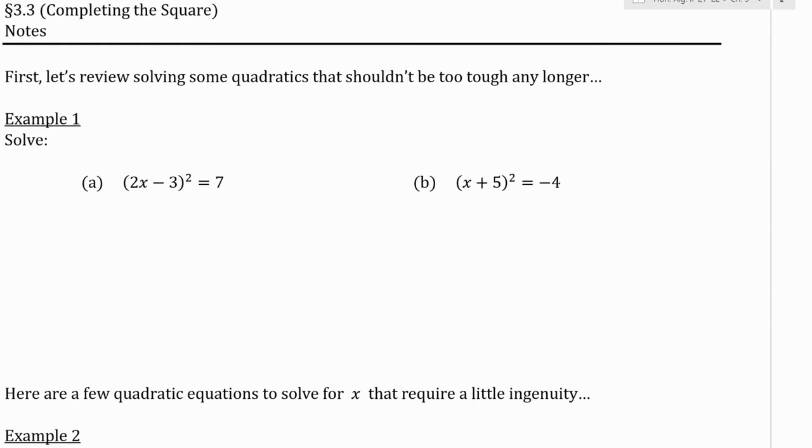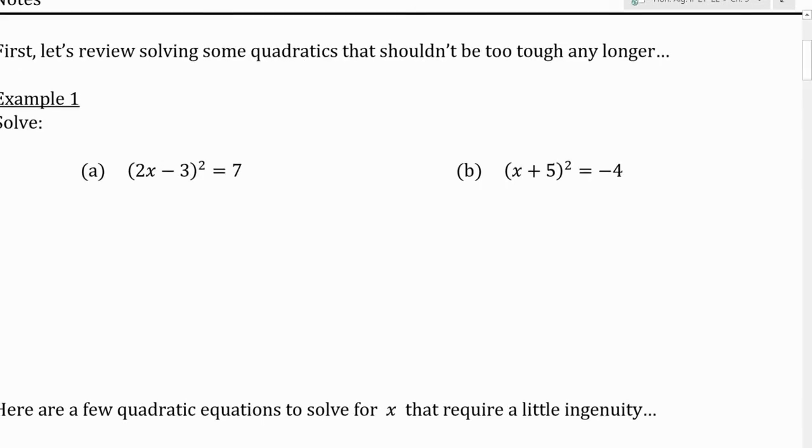Alrighty. These first two examples, complete and total review. You've got that perfect square sitting there. That's awesome. What do you square to get 7? Either positive or negative is square root of 7. So if I subtracted 3 from both sides, added 3 to both sides, come back and divide both sides by 2. There's what x could be.